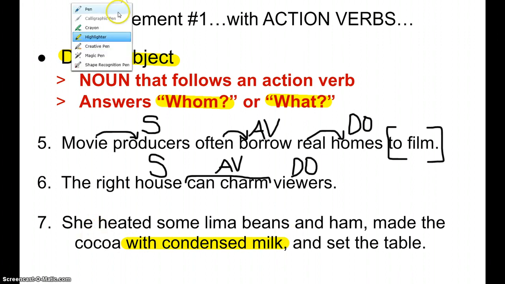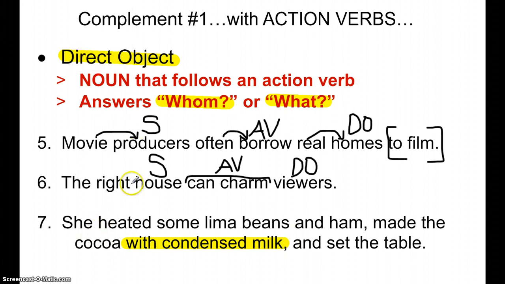So now I'm going to go back to my sentence and look for my subject. Who is the sentence about? It's about she. What did she do? There's my verb. She heated. And since it's an action verb, I'm going to ask my question, whom or what? She heated what? She heated lima beans. And she heated ham. So I have two direct objects because there are two things that she heated.